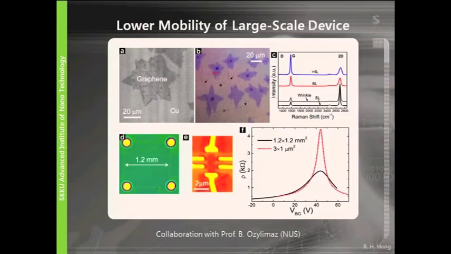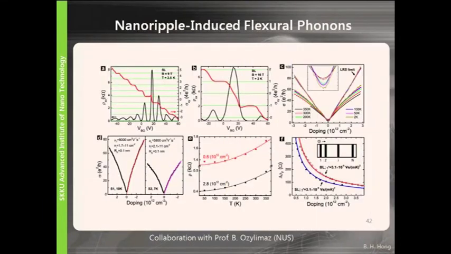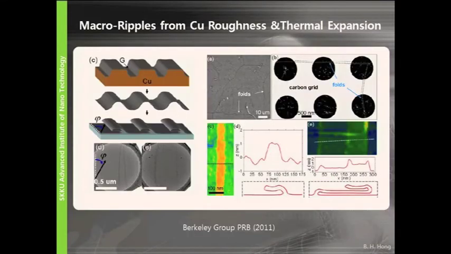But our opinion is a little bit different. So we also grow graphene on top of copper, and then measure their property. And then we found that there's a strong temperature dependence in this case. This means that there's some additional factor for the electrical properties of graphene.